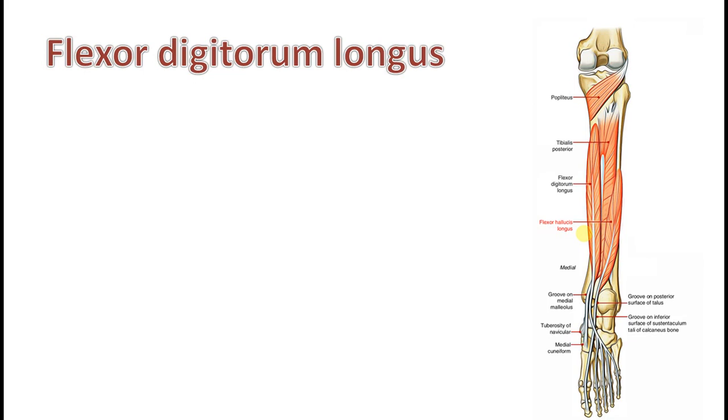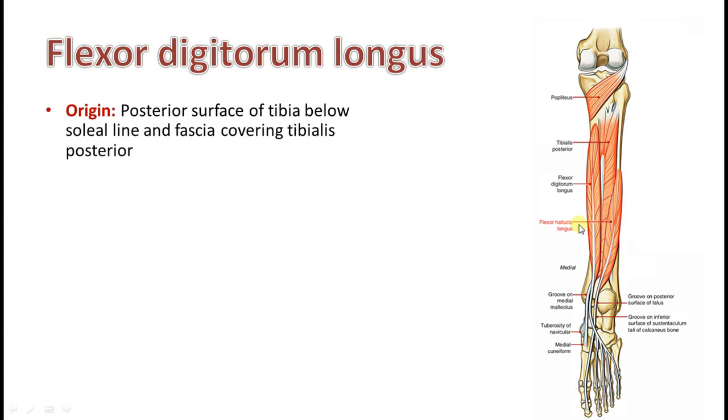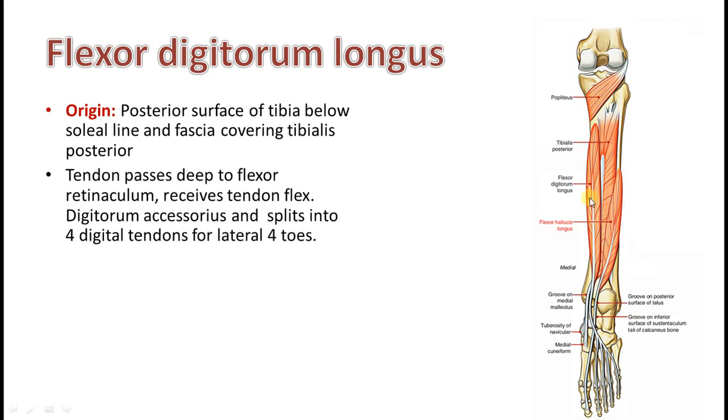The next group of muscles, flexor digitorum longus. The flexor digitorum longus muscle arises from the posterior surface of the fibula and tibia also. Its tendon passes deep to the flexor retinaculum and crosses the flexor hallucis longus tendon.